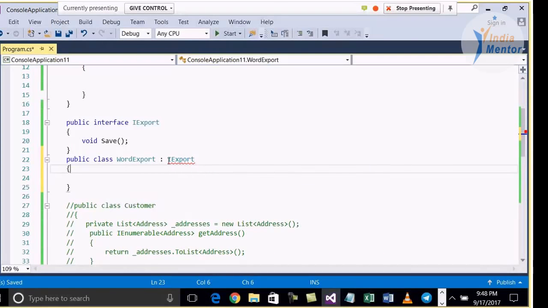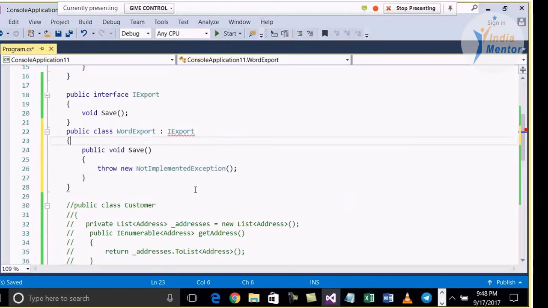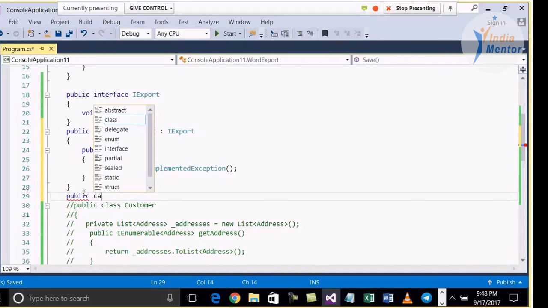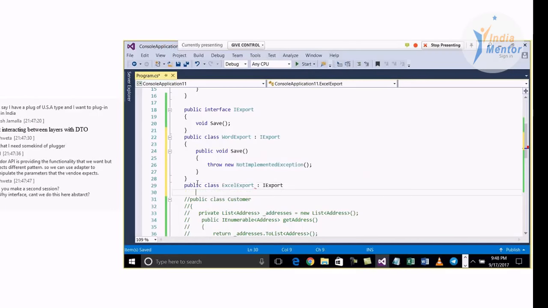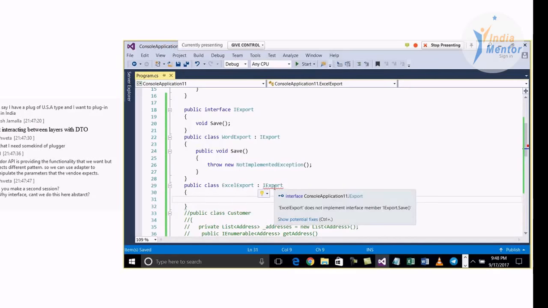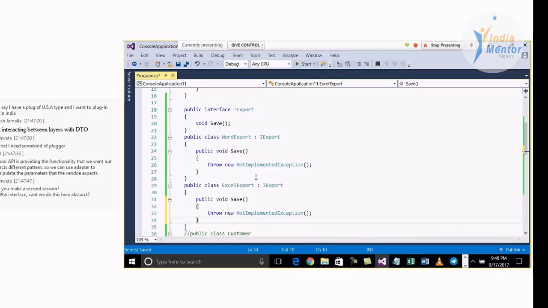and implement this interface, write your code here. Some other developer you will ask, please go ahead and do, let's say, Excel export. Fine. So Excel export, he will also use IExport, right? So you have a uniformity within your project. Each of your developers is having the same method name: save, save, and save. It is very much uniform.